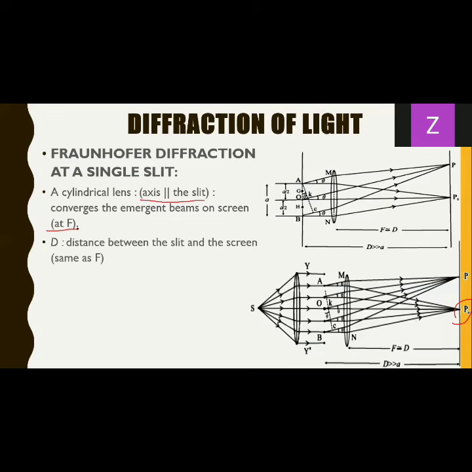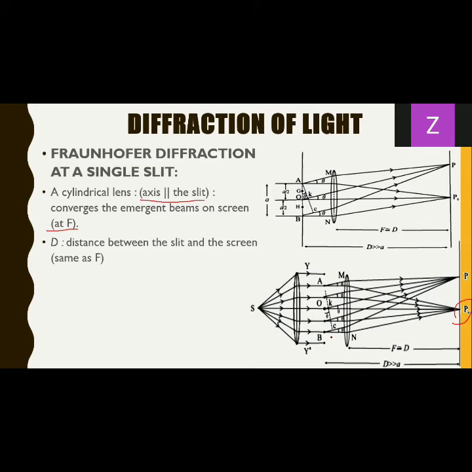Now obviously it's not perfectly equal, but it is approximately equal because the convex lens is kept comparatively closer to the slit, so we can ignore the small distance which we have between the slit and this particular lens.